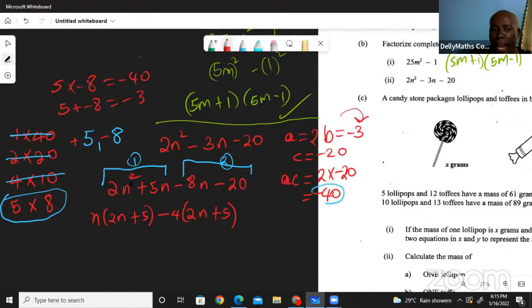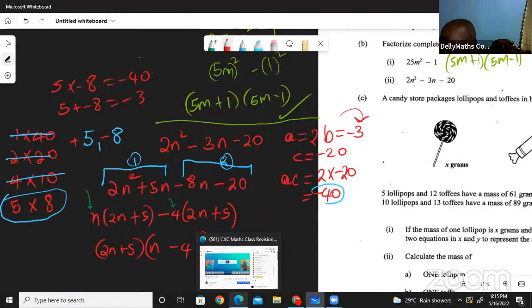And the moment I realize that my brackets are twinning, then I know that I'm good. I'm going to just write back one of those brackets there, and then the other two things on the outside, and I'll point at them. We have an n and we have a -4. Those will go in the other bracket when you factorize, and we're done.